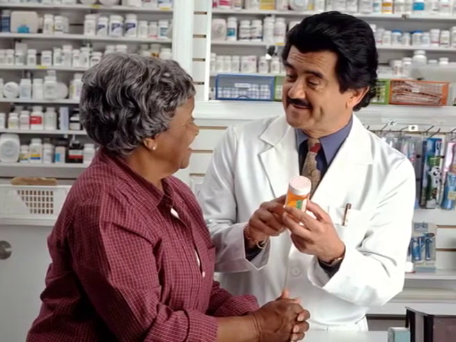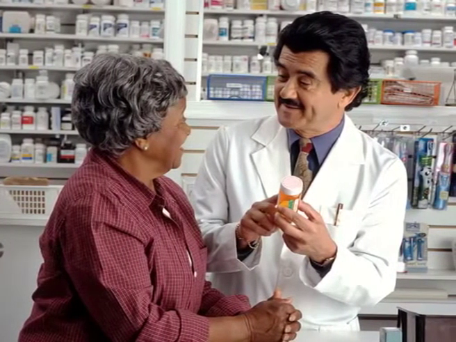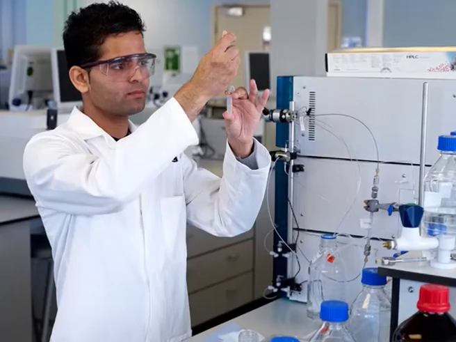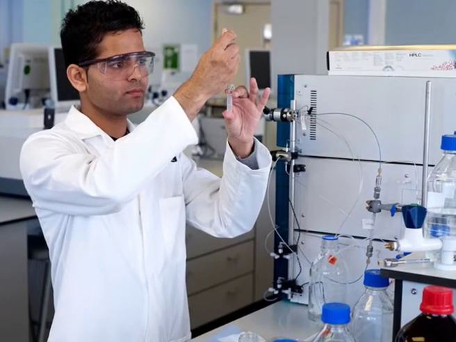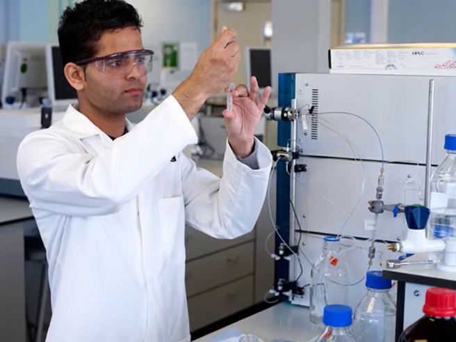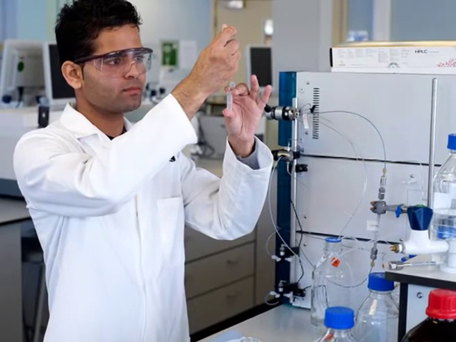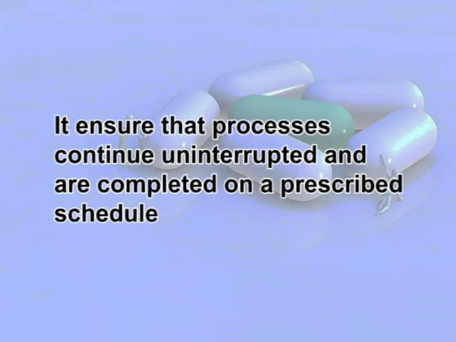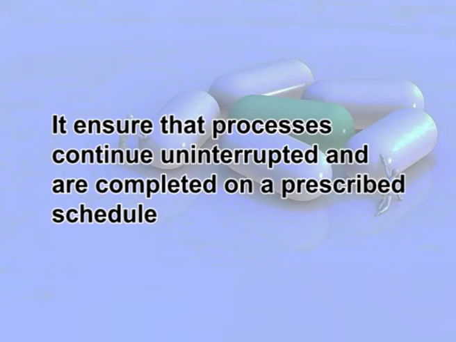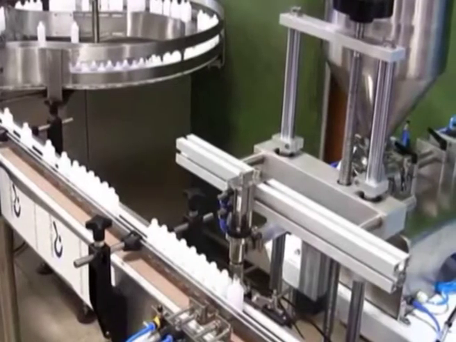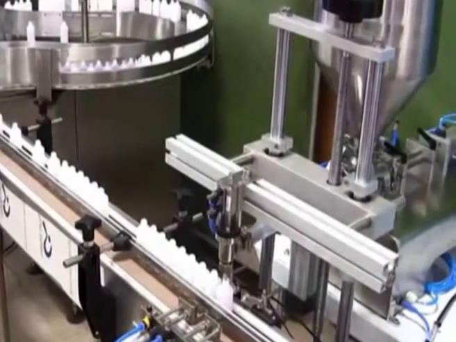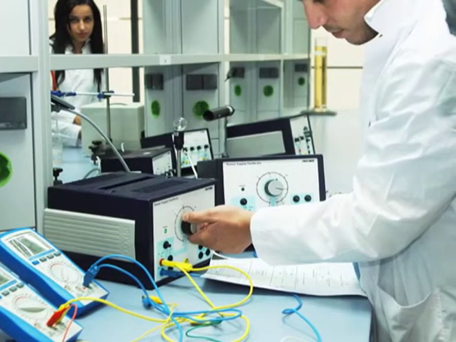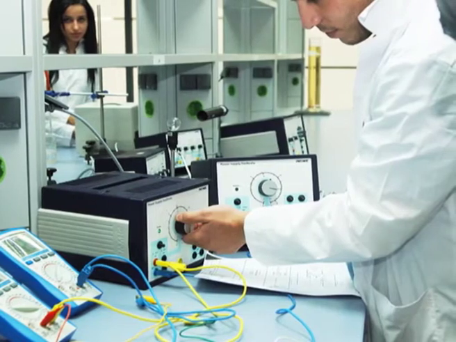Consumers, from individuals to companies, want products of consistent quality and specifications. SOPs specify job steps that help standardize products and therefore quality. It ensures that processes continue uninterrupted and are completed on a prescribed schedule. By following SOPs, you help ensure against process shutdowns caused by equipment failure or other facility damage.